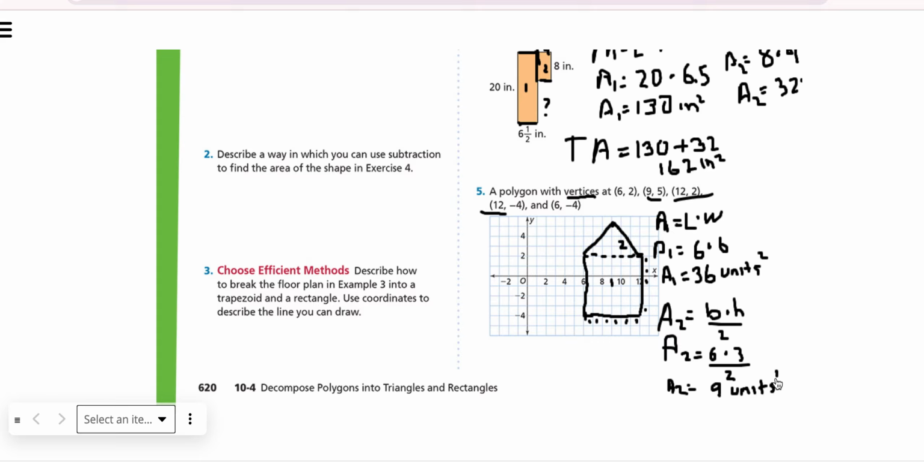Okay, so now they want the total area. So in order to find the total area, I'll have to add my first area, which is 36. I'm going to write it here. 36 plus my second area, which is 9. And 36 plus 9 gives you 45. So the area of this polygon is 45 units square.